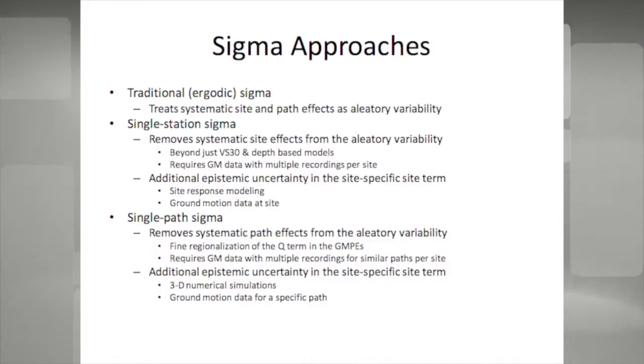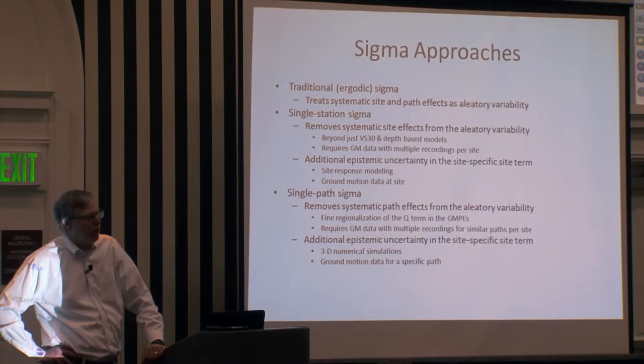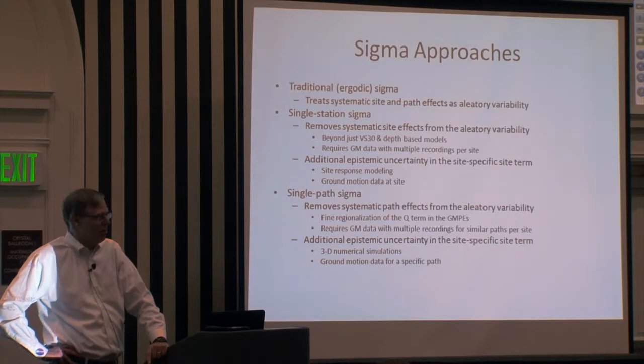Phi was using the traditional standard deviation that is published in ground motion models, and that treats some of the systematic site and path terms as aleatory variability, as randomness that we don't know. That's really the penalty for modeling an earthquake by magnitude, modeling wave propagation by distance, and modeling site response by VS30 and depth. So those simplified descriptors to try to model those effects lead to variability. That's the penalty for simplicity.